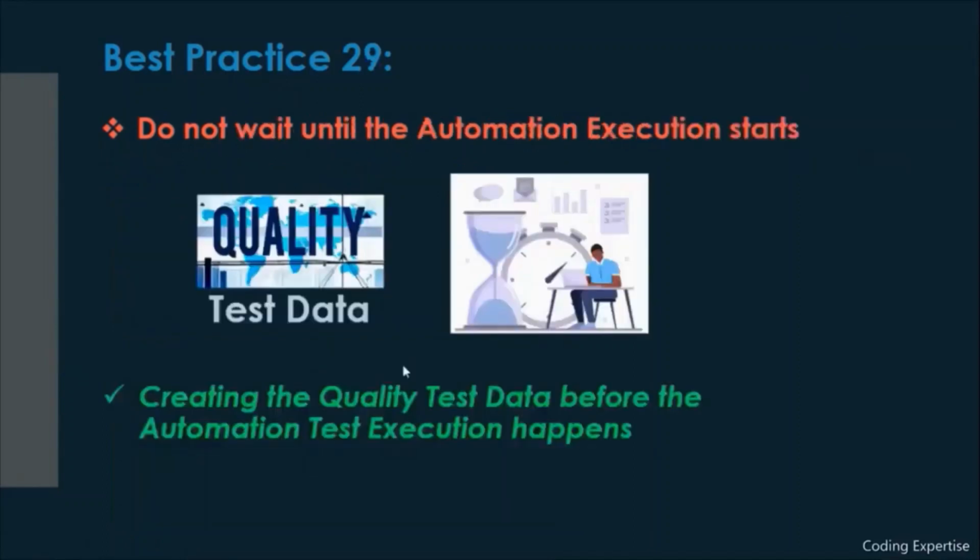Let's move on. Always create the test data before we proceed with the execution. It's not only for automation, it is also applicable for manual testing as well. At times, we will need to check with developers or with other teams for creating quality test data. So get them ready with the data and then proceed with the execution. Test data always plays a vital role in automation. If there is no valid test data, there will be no valid test results. So please keep this in mind.